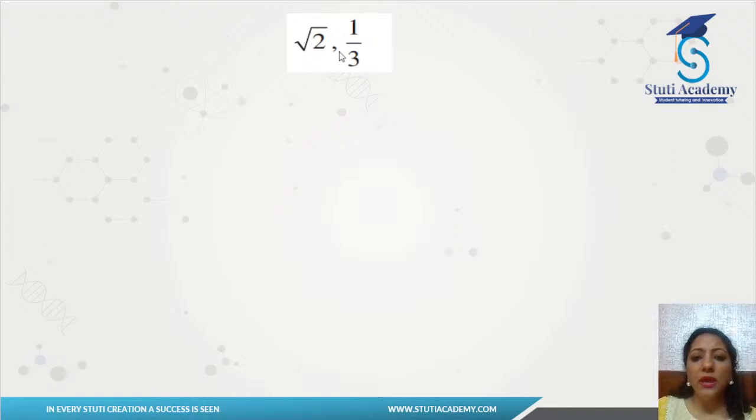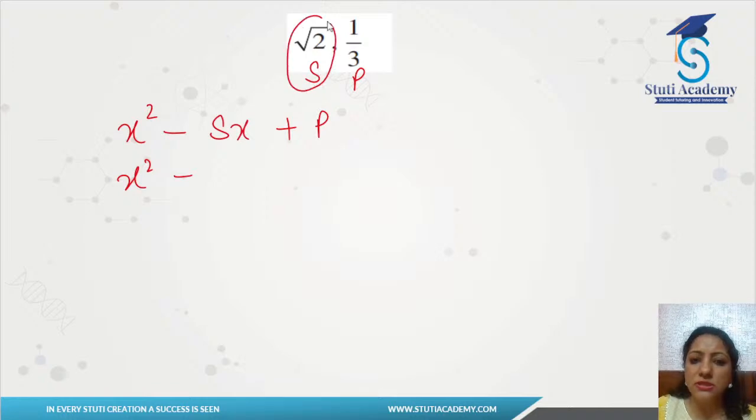Now again, we have two numbers, root 2 and 1 by 3. This is given to be the sum. This is given to be the product. We have to find a quadratic polynomial having sum as root 2, product as 1 by 3. So we know the formula. It's x square minus sx plus p. x square minus sum of the zeros, which is given as root 2, and the product we know is 1 by 3.